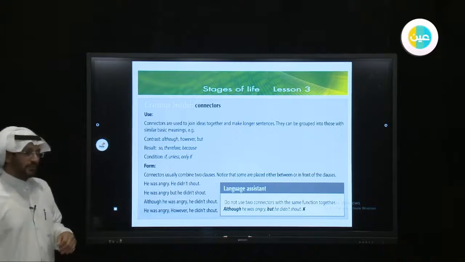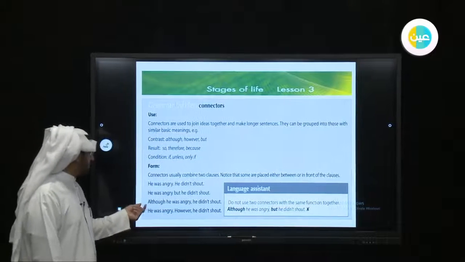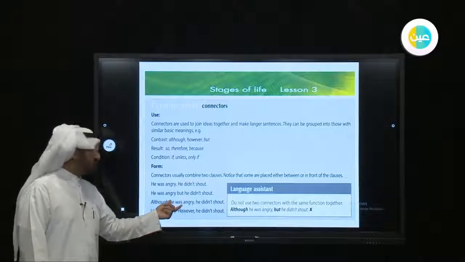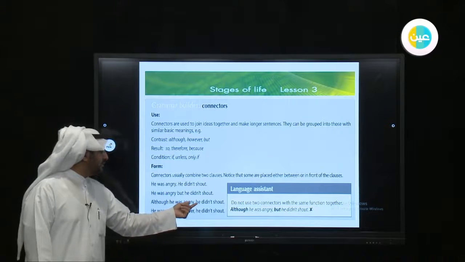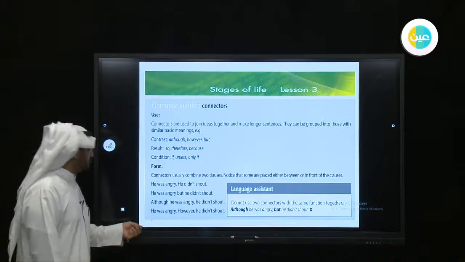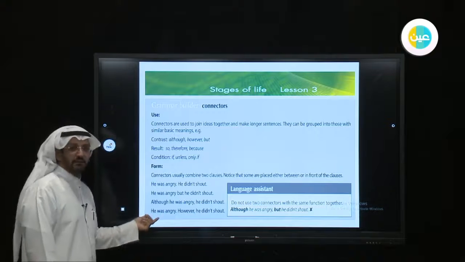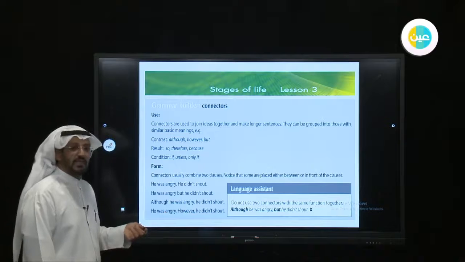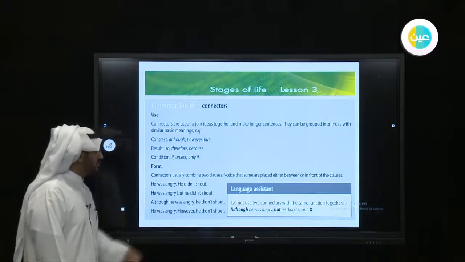Result, cause. Third example: although he was angry, this is the cause. The result: he didn't shoot. Last example: he was angry. However, he didn't shout. Cause, result.